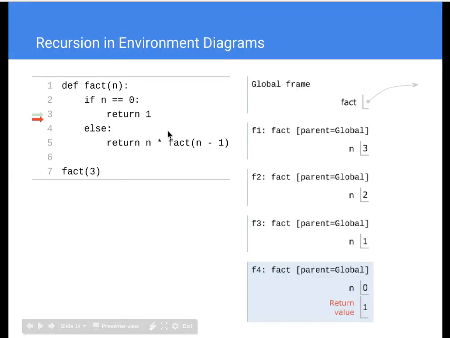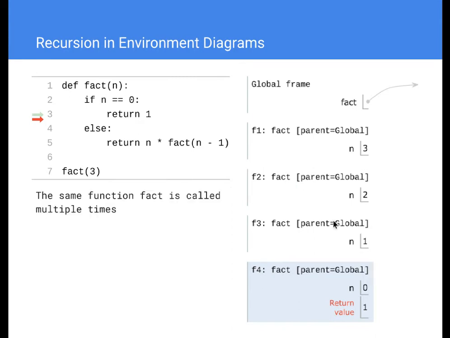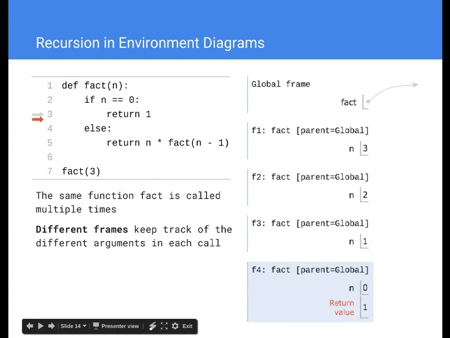All right, so I wanted to go more in depth into that. So here we go. What we just did was, notice that we call the same function back multiple times. And each time, we made a new frame that kept track of different arguments, right? N equals 3, N equals 2, N equals 1, N equals 0. So each frame keeps track of different arguments.